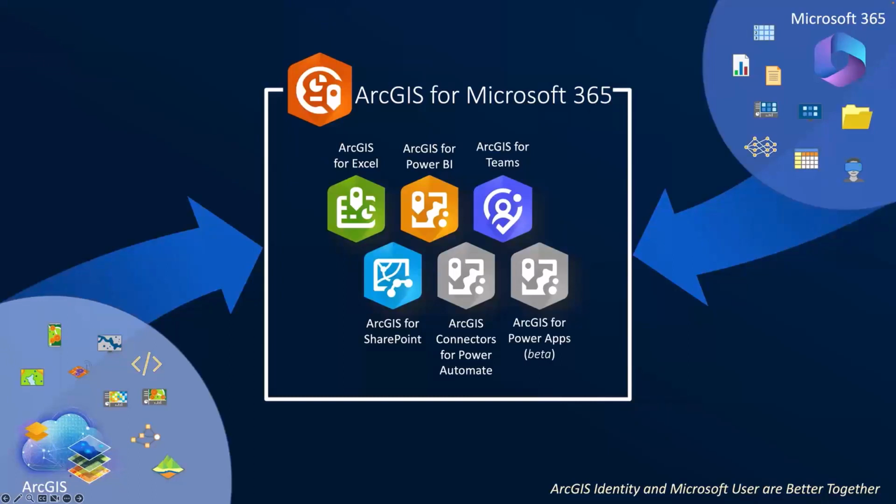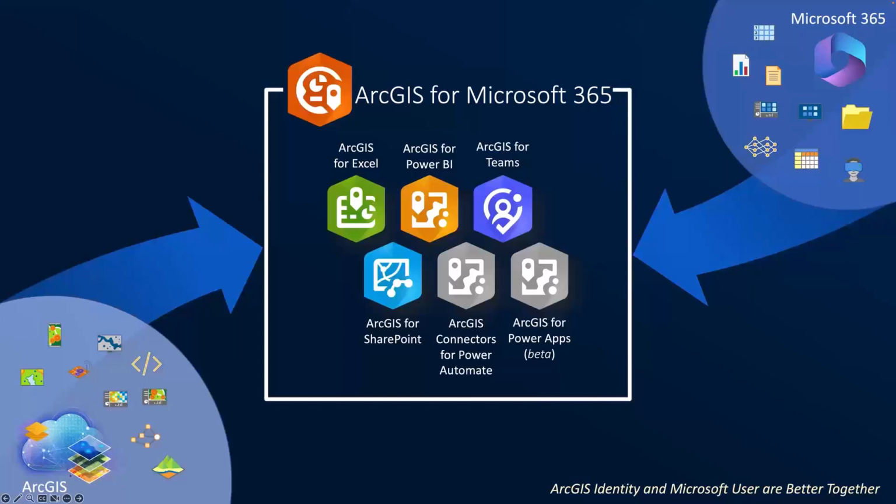And the product family currently consists of 5 components that are in general availability. That's ArcGIS for Excel, ArcGIS for Power BI, ArcGIS for Teams, ArcGIS for SharePoint, and the ArcGIS connectors for Power Automate. Now, if you'll notice, I say connectors. We have 3 connectors to work with Power Automate. We have one connector that works with ArcGIS Online. We have one connector that works with the ArcGIS platform. We have a third connector that's currently in Microsoft's preview environment that will work with ArcGIS Enterprise.